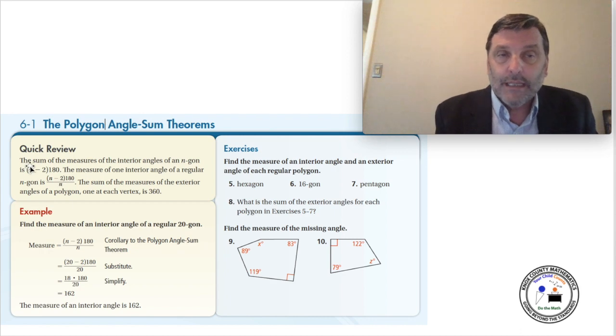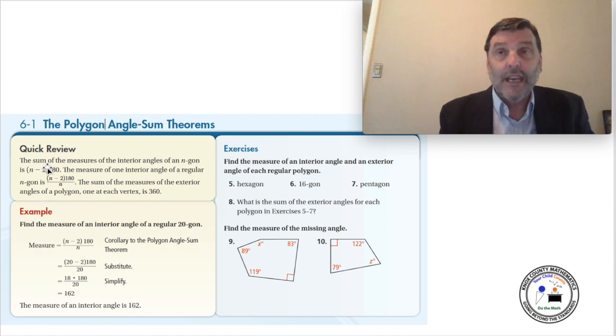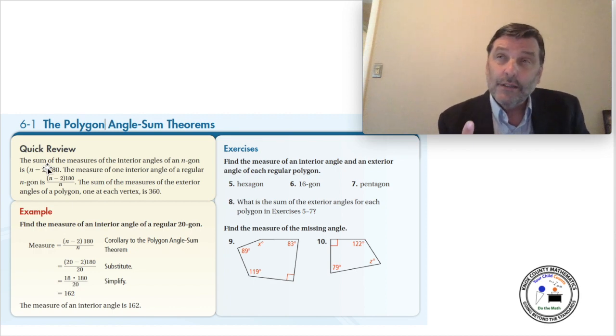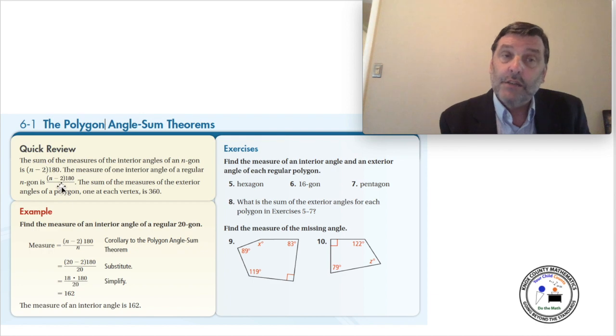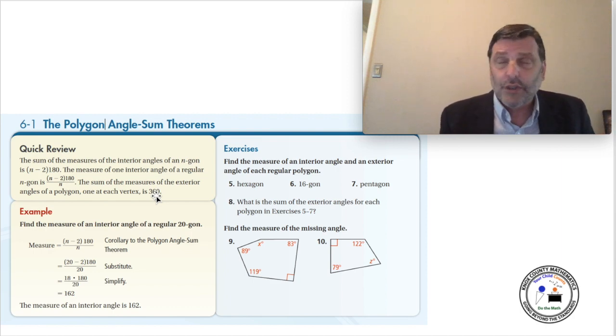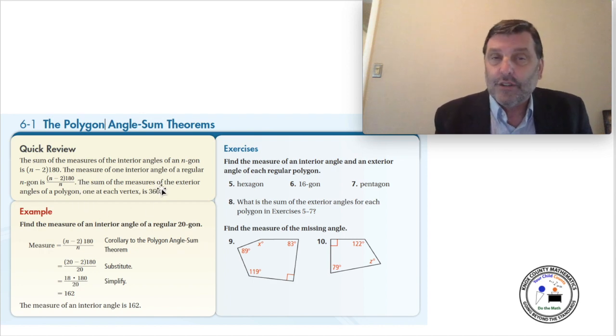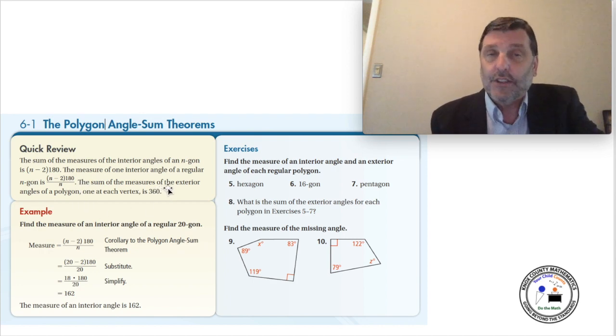And if this formula, n minus 2 times 180, gives us the sum of all the angles collectively, and they're all the same measure, then to find one, we take that amount and divide it by the number of angles or sides we have. And then last but not least, the sum of the measures of the exterior angles of a polygon, one at each vertex, is 360. What does that mean? That means no matter what type of polygon you have, square, rectangle, triangle, pentagon, octagon, nonagon, any type of gon, the sum of the measures of all the exterior angles, every time, adds up to 360.